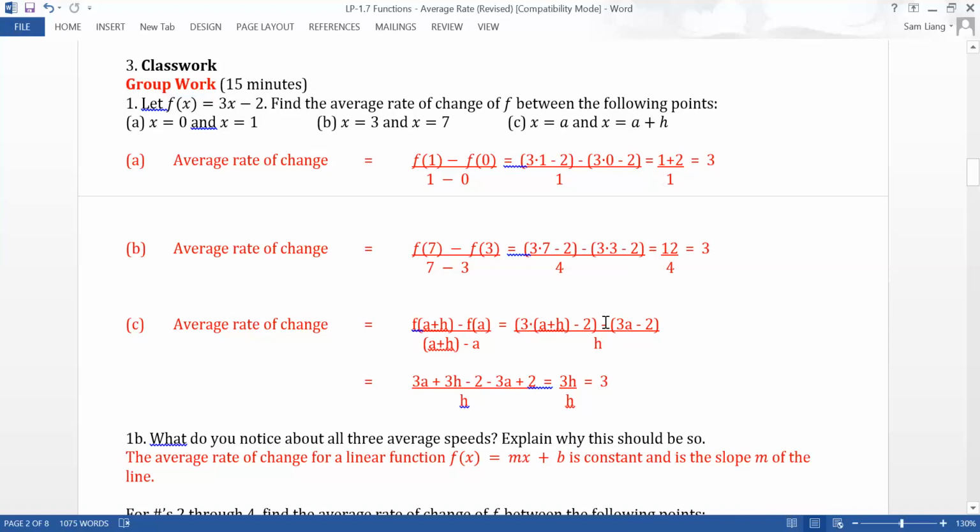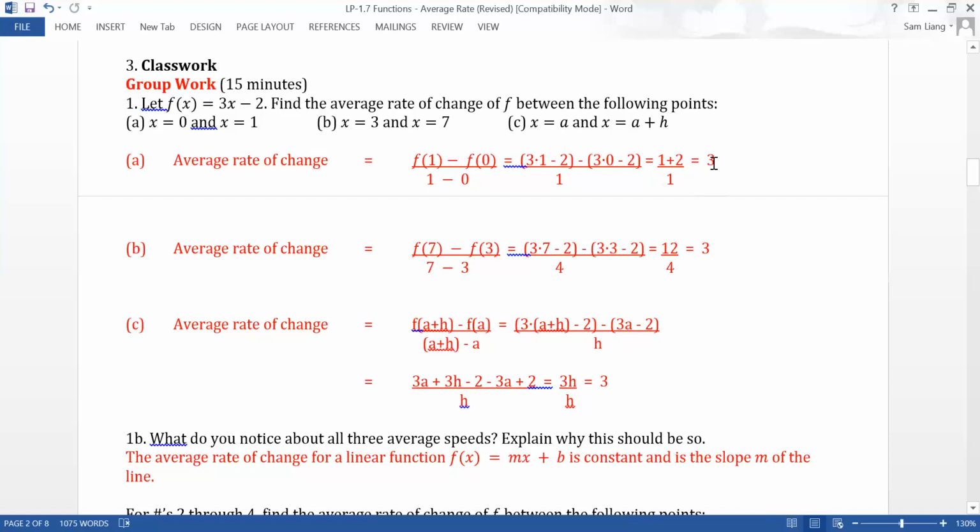So just be careful with the distribution, right? We're going to get 3a plus 3h minus 2. That's right here. And then minus 3a plus 2. That's here. And then divide that by h. So a lot of things cancel out. You get 3a minus 3a is 0, right? Negative 2 plus 2 is 0. And then you're just going to be left with 3h. So it's going to be 3h divided by h, which is just 3.